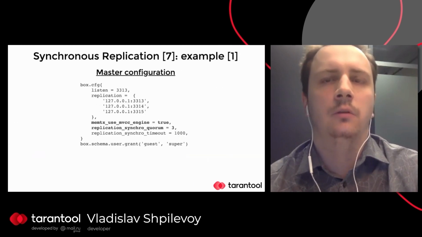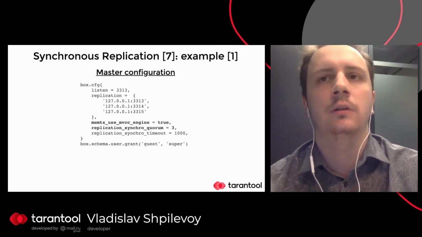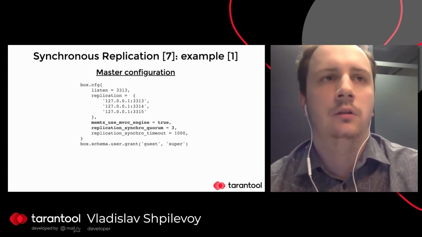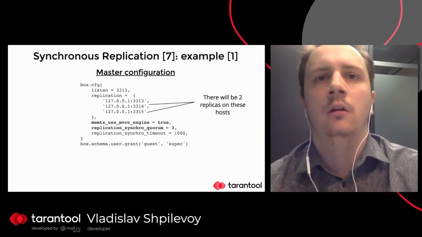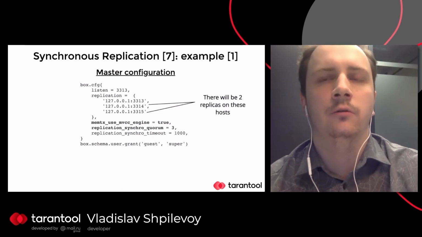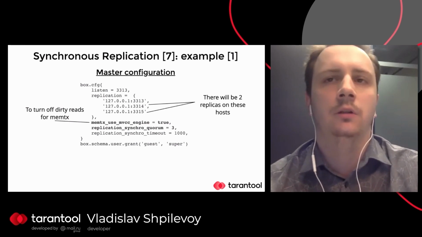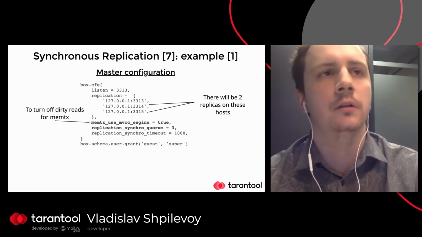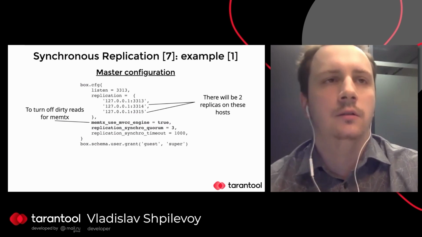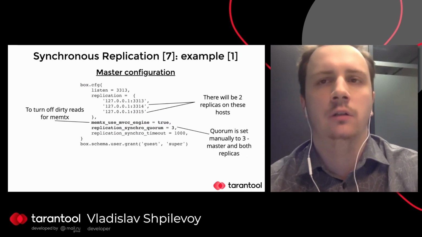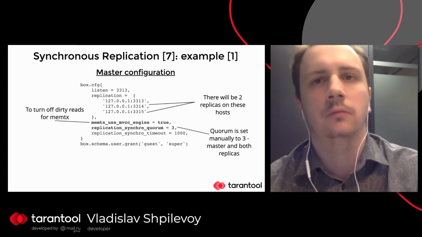Here is an example of how synchronous replication works. I use a replica set with 3 nodes, one master and 2 replicas. In the config, I set a special option to turn off dirty reads. It costs some performance, but is needed to get all the synchro guarantees. Then I set the Synchro Quorum to 3, to 100% of the replica set.